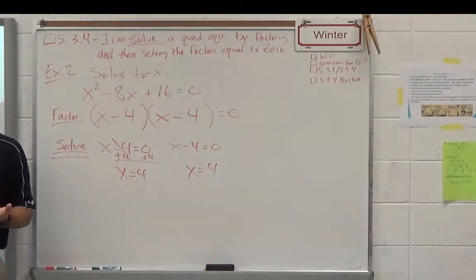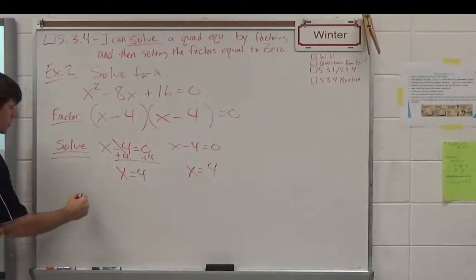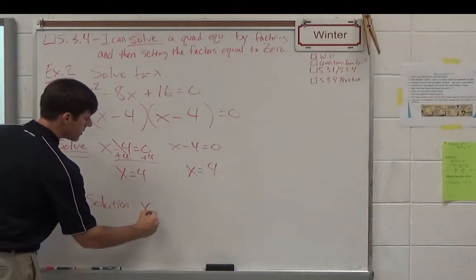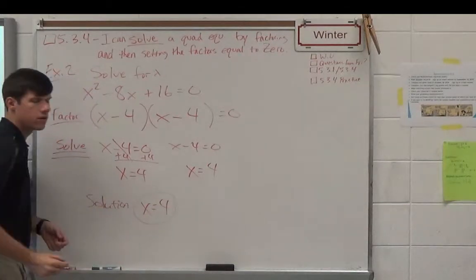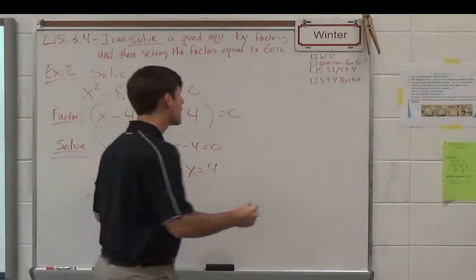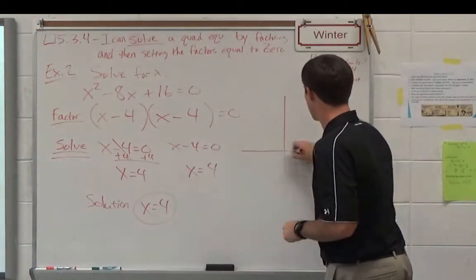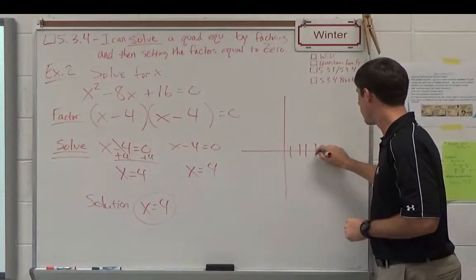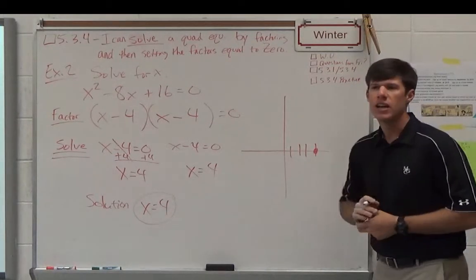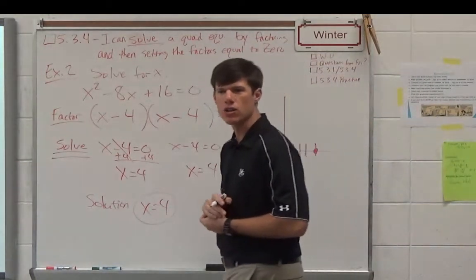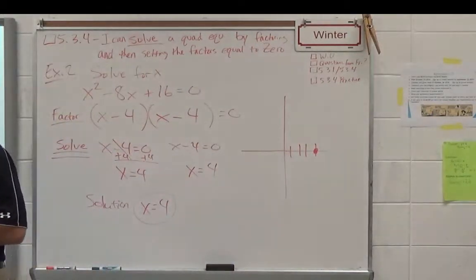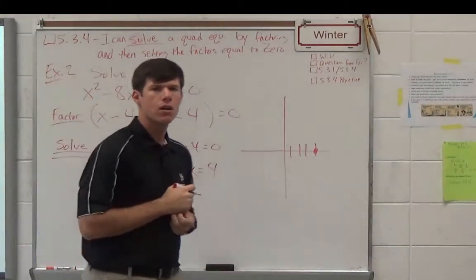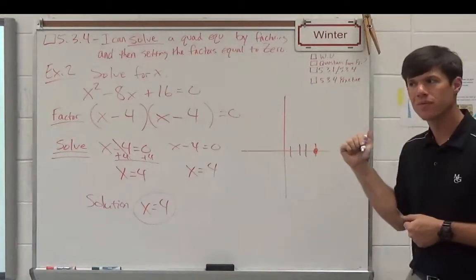Now, here's the cool thing about this: whenever I say, what's my solution, I'm only going to write it one time. X equals 4. So if I think about this, and I graph it, and I go over to 4, I've got one solution right there. Any idea what this graph might look like? Remember, it's always a parabola. That's where it touches.